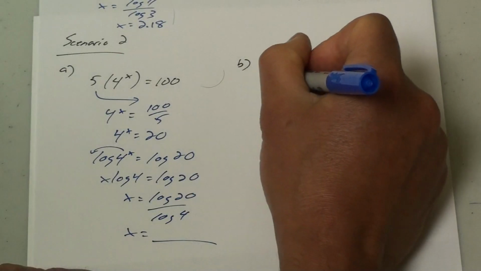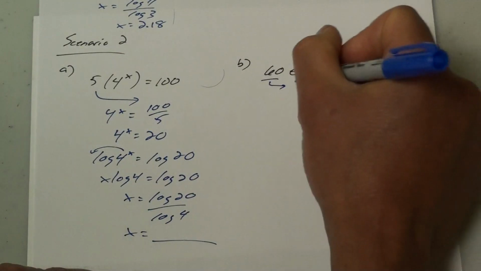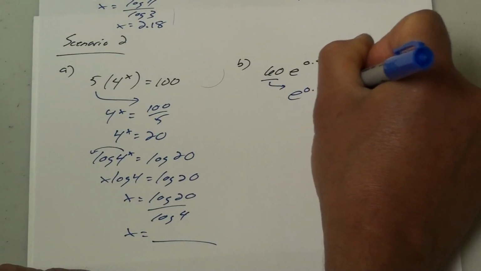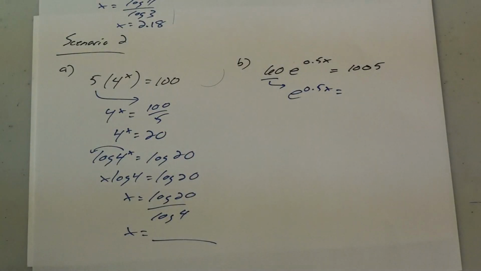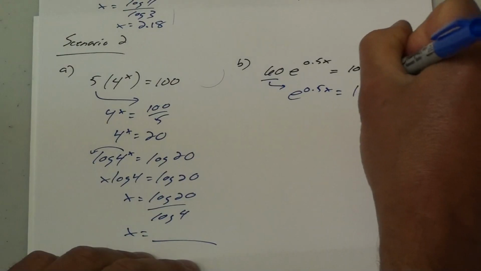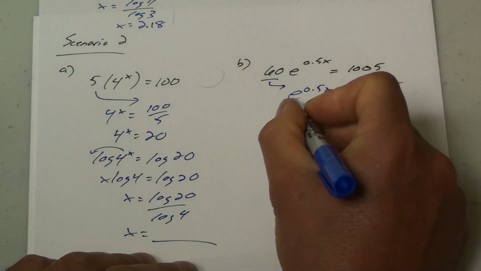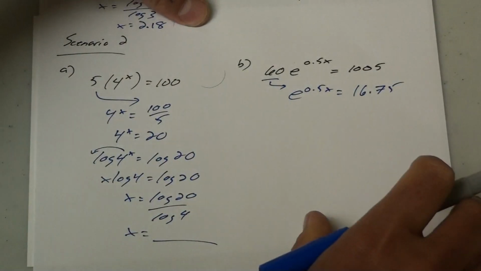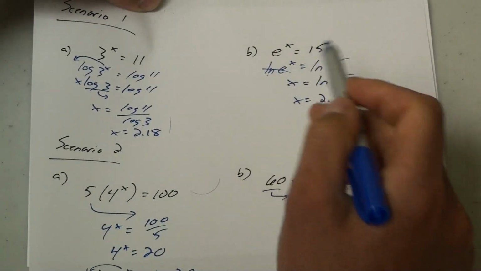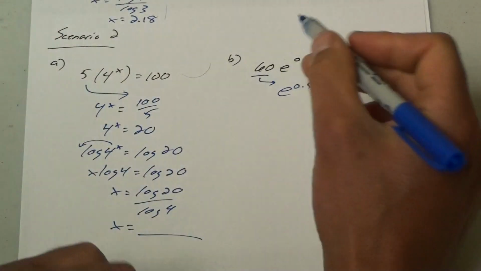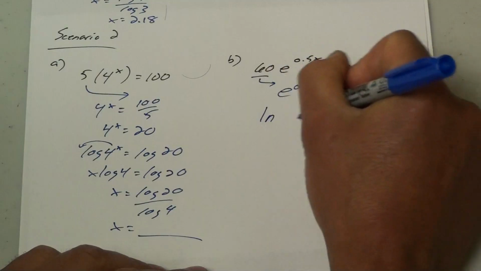Same as in this example. First thing you want to do though, divide that 60 over to the other side. 1005 divided by 60 is 16.75. Now, again, it looks the exact same as the previous example we did. But this time, again, I have an e, so that means I'm going to do the natural log.